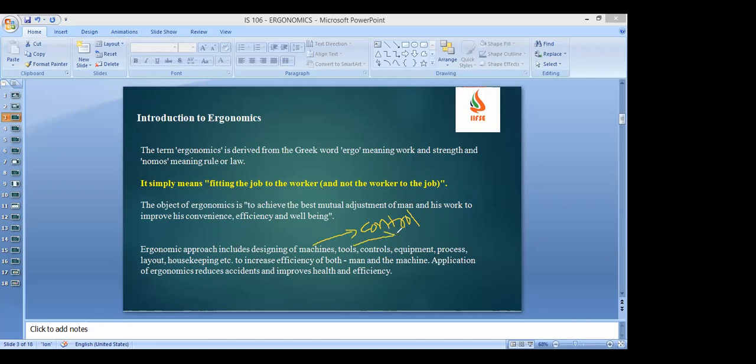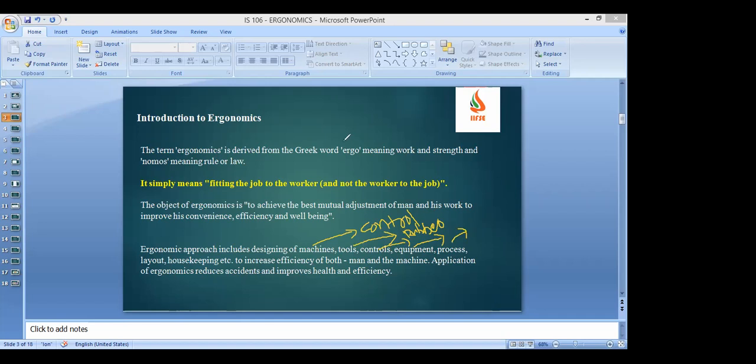Then tools. If you see tools, whether portable electric tools or manual tools, now they are coming with a different design. Before, they used to give them with plastic, now it is becoming rubber, so that it will give more comfort to the operator to handle. And they will also be made in different shapes so that any operator can handle them properly. Then controls, already discussed. Then equipment like tools and all.